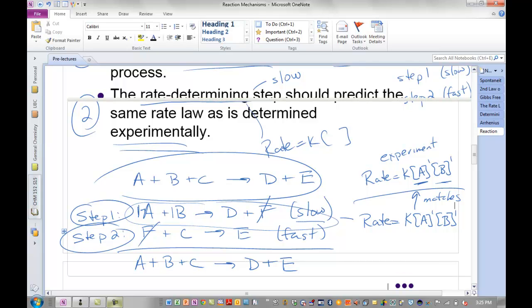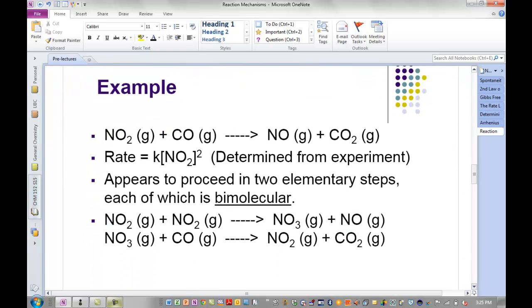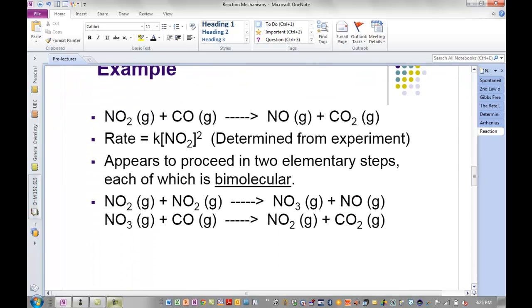Okay, so let's look at maybe more of an example that you might have on a quiz or an exam. Okay, so here's a real reaction. We have nitrogen dioxide and carbon monoxide to produce nitrogen monoxide and carbon dioxide. Now, this is kind of how these problems might look. It's going to tell you, determined from experiment, here is the rate law. Rather than you determining it, you're just told that this was determined from experiment. So that is the experimental rate law.